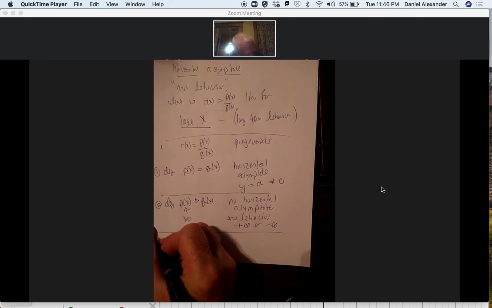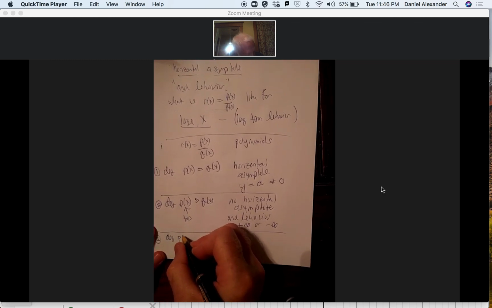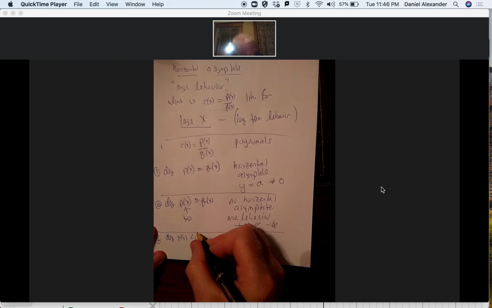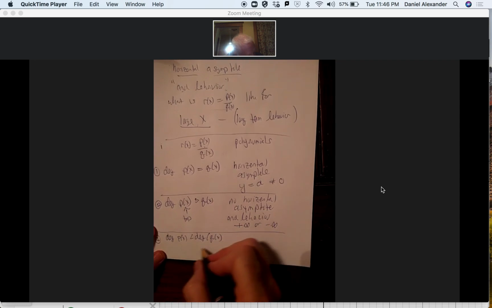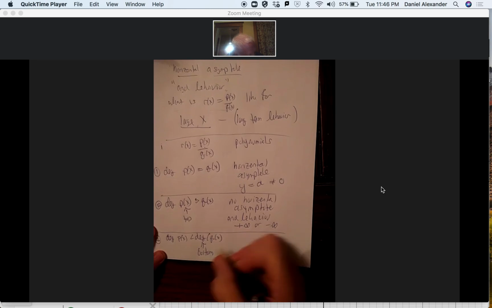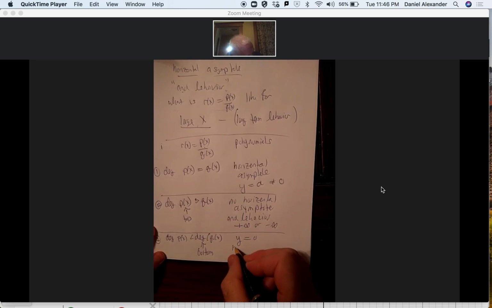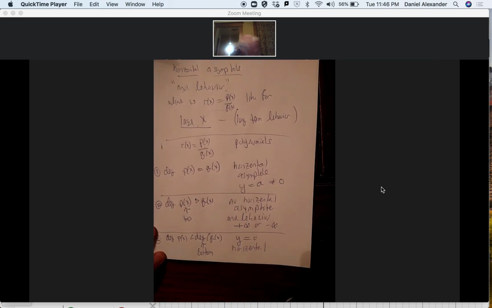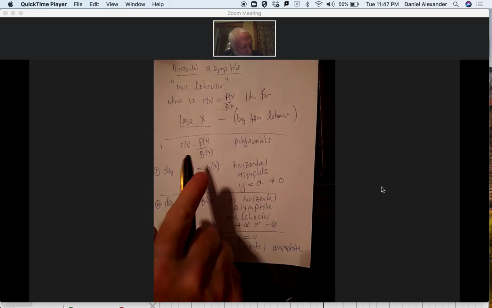And the last one is where the degree is bigger on the bottom, so the degree of the top is less than the degree of the polynomial on the bottom. And so here, the horizontal asymptote is y equals 0. And the nice thing about all this is this always happens.